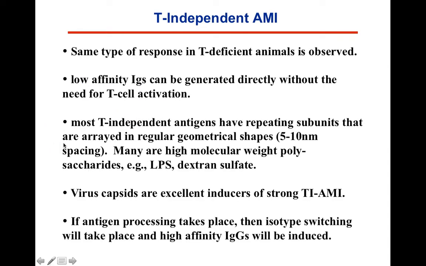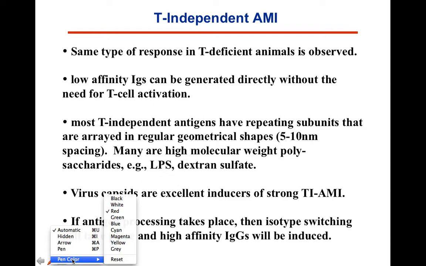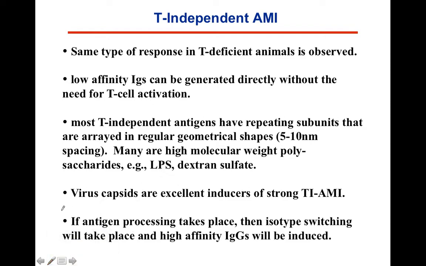Virus capsids turn out to be excellent inducers of strong T-independent AMI, particularly non-envelope capsids and viruses. And if antigen processing takes place, then isotype switching will take place, and high affinity antibodies will be induced, and that will intersect with the T response.